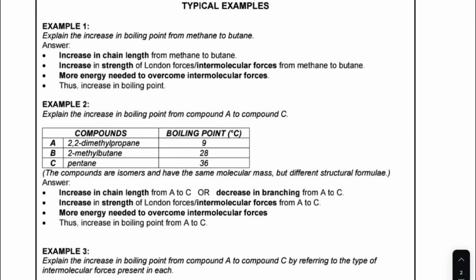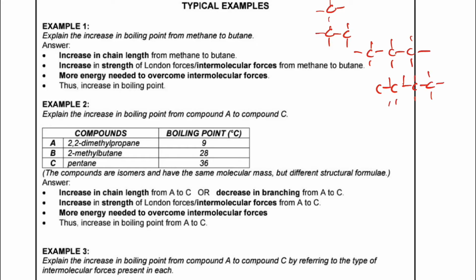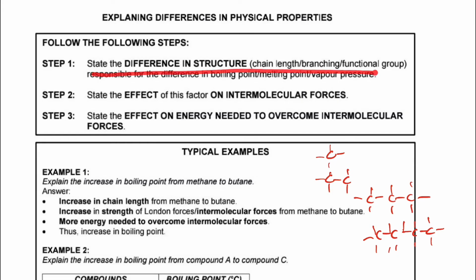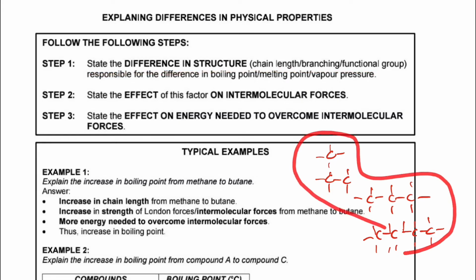Now, example number one, it says explain an increase in boiling point from methane to butane. I'd like you to draw this one. From methane to butane, let's say this is methane, and this is ethane, and this is propane, and this is butane, right? Very important, guys. Looking here, you can explain in terms of structure, because they're in the same homologous series.